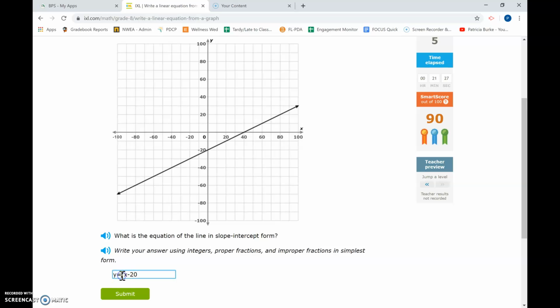Remember, the top number is your change in y. How do you go from this point here to that point there? Well, let's see. These are in 10s, so we went up 10 and we went up 20. So we went up 20. We went up, so it's positive 20. Our bottom number is our change in x. All right. So our change in x.